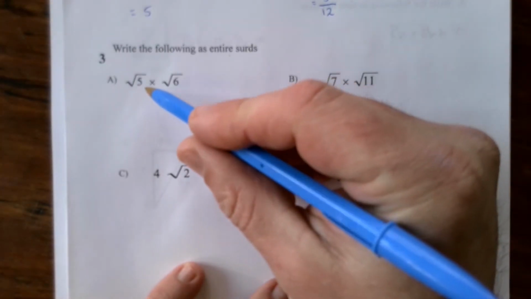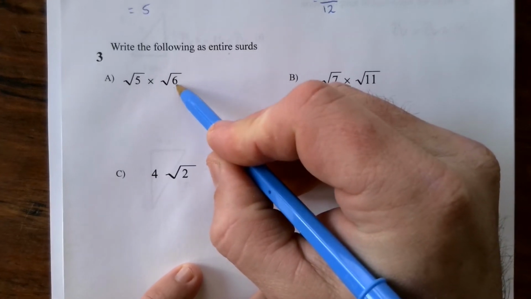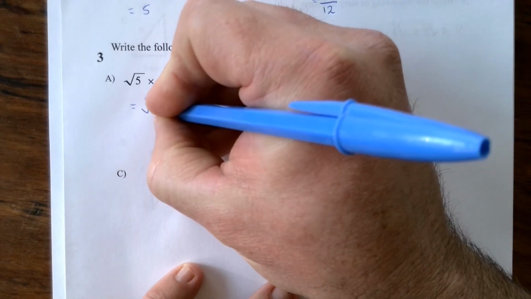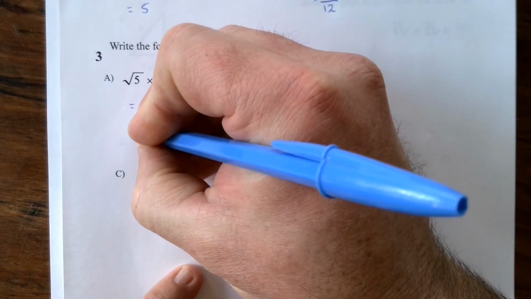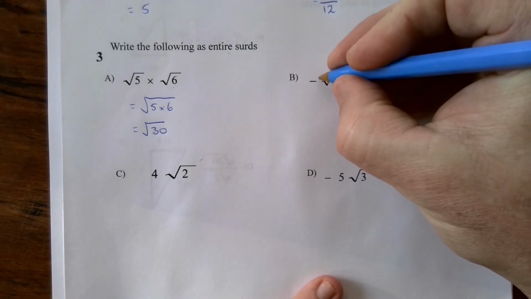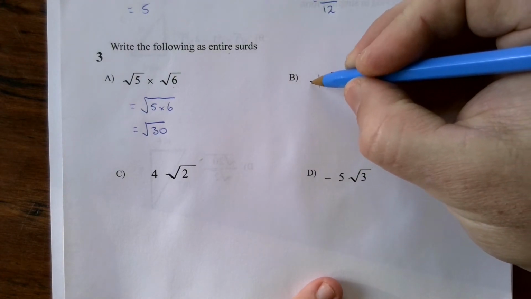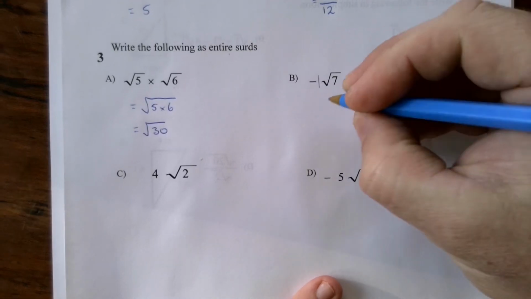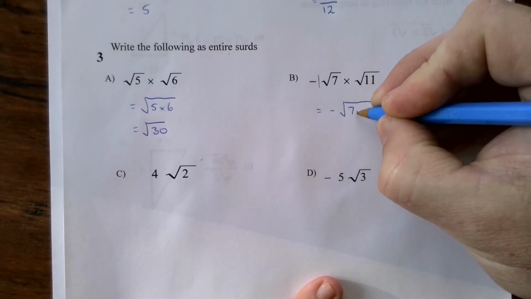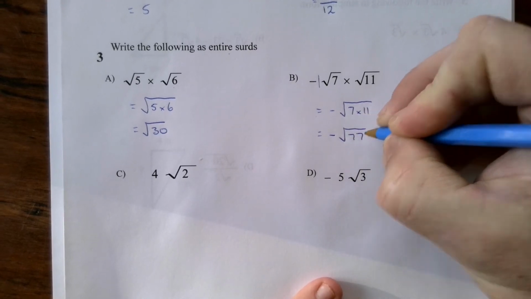When you've got a surd multiplied by a surd, you're allowed to multiply the numbers that are within the square root symbol. So this is really the same as saying the square root of 5 multiplied by 6, or the square root of 30. Over here, don't forget there's really a negative 1 here. So we can't forget this negative, but we're going to leave that out. That means that what we're going to have is the negative square root of 7 times 11, which is the negative square root of 77.